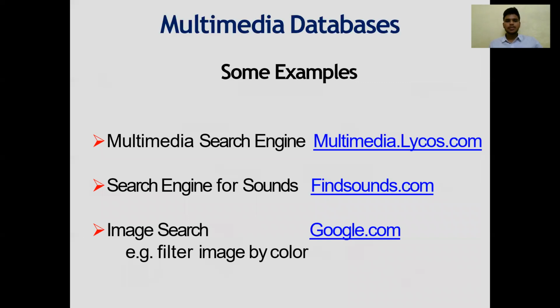Multimedia database, some examples: multimedia search engines like multimedia.lycos.com. This is one of the sites for multimedia search engines. Next, a search engine for sounds, which covers some different kinds of sounds. Only the sounds are present in this database. No other data is present in it. So findsounds.com is an example of a search engine for sounds. Next, image search. Already we know that Google is the best example for image search.